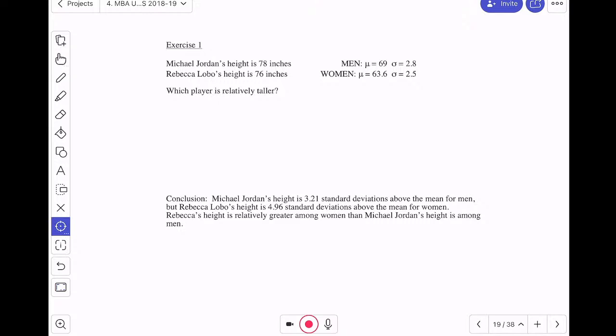how do we answer this question? We want to compare the heights of basketball players, but one's a female and one is a male. So it's only fair to compare them to their peer group, right? So Michael Jordan's height should be compared to the men in general. And Rebecca Lobo, her height should be compared to women's heights in general.